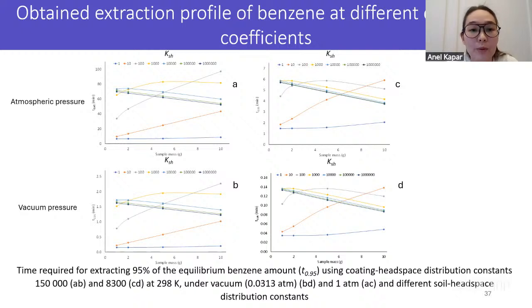The effect of sample mass, soil headspace distribution constant, and distribution constant between fiber and air has been studied in this model, and also pressure has been studied in this model. And two coating headspace distribution constants were studied, 150,000 and 8,300, as reported by Prikryl and Shevchik for CAR-PDMS and PDMS-DVB fibers, respectively, and modeling was conducted using 7 different values of soil headspace distribution constant from 1 to 1 million.